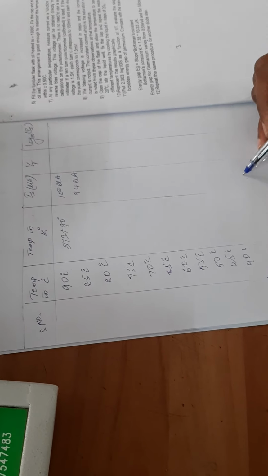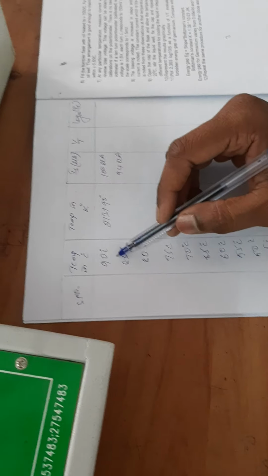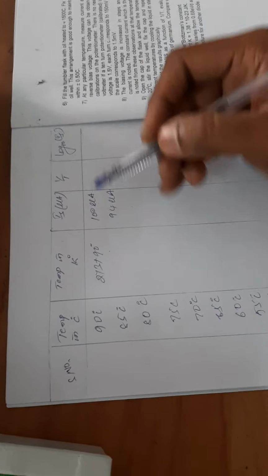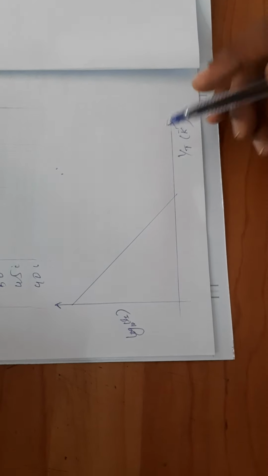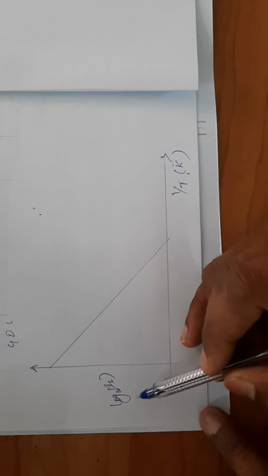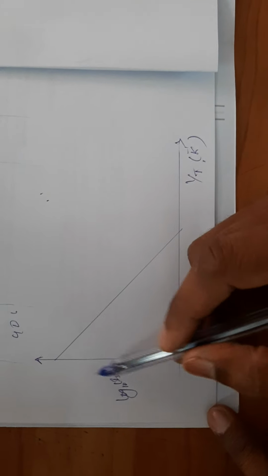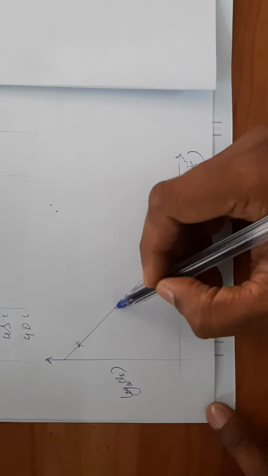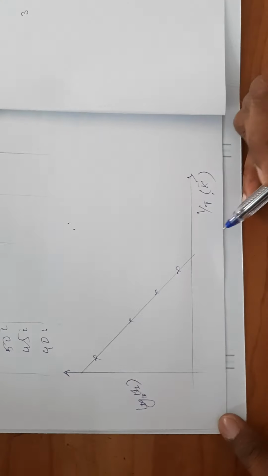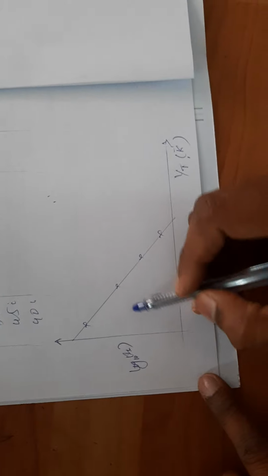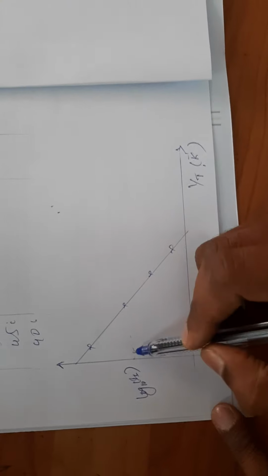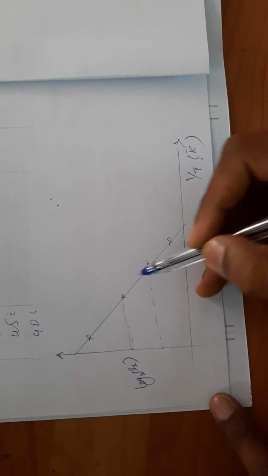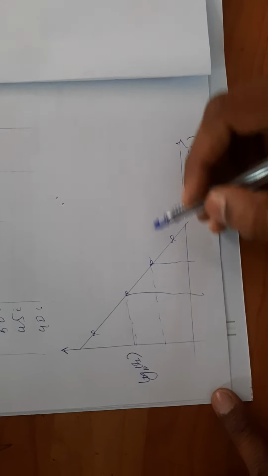Once you get the reverse saturation current, you can convert the temperature into Kelvin, and calculate 1 by T and log of IS. After getting all this in tabular form, take 1 by T on the x-axis and log of IS base 10 on the y-axis, then draw all the points. You will have a straight line. From here, you have to take the slope. Take any two points, and then you will get the slope.